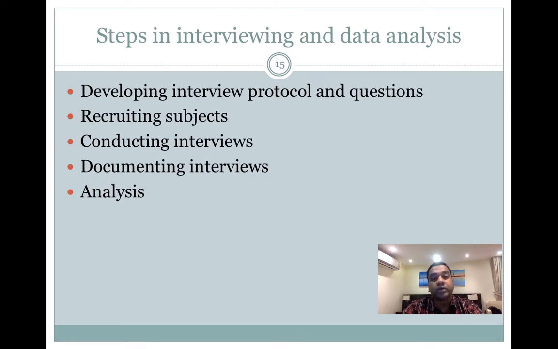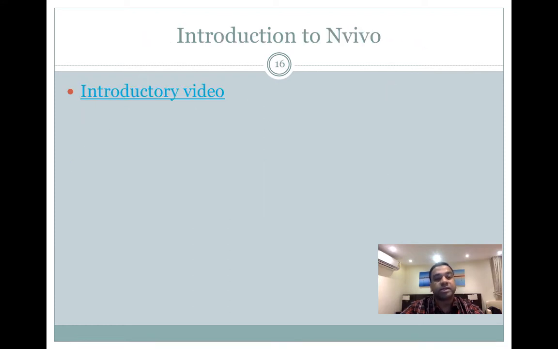So we talk a little quickly about interviewing and data analysis. I may have described this earlier. The first thing to do in any interviewing procedure is to develop your protocol and questions. You recruit your subjects and identify who these people are that you're going to interview, right? You need to figure out who that is. You just can't go out there and start interviewing people randomly. Third step is conducting the interviews, documenting them, and then finally analyzing them. Like, how do you analyze? We'll talk about it in the next step.